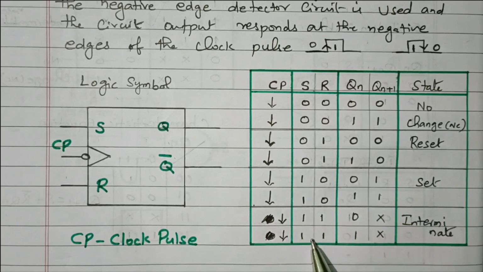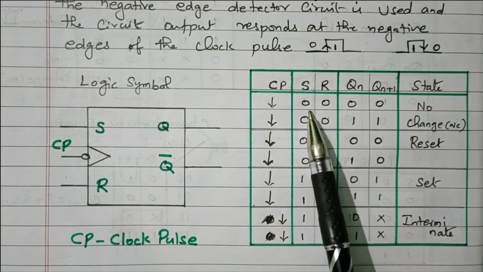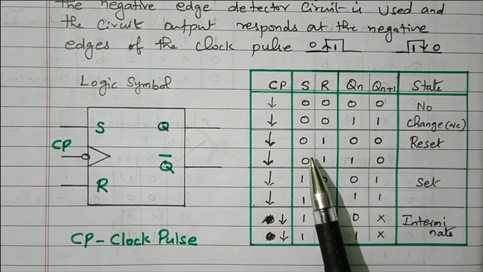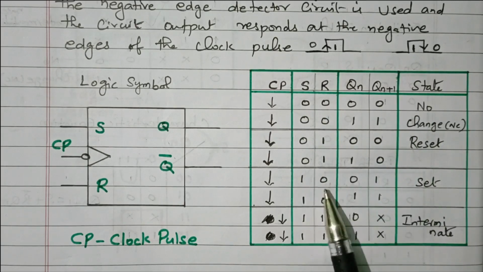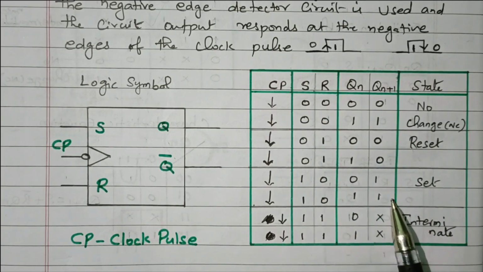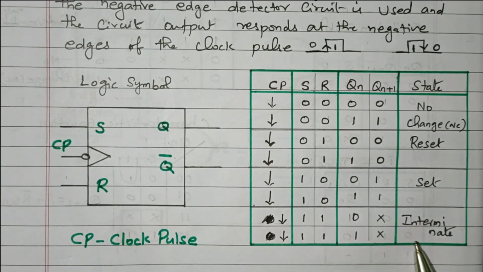1, 1: both are 1 means not defined. It is intermediate. This combination is not defined in the SR flip flop. That is available in the JK flip flop. The condition is fulfilled in the JK flip flop. So S and R both 0, 0, no change. 0, 1 means reset, the output is reset to 0. 1, 0 means set, the output is set to 1. 1, 1 is intermediate, not defined in this SR flip flop. That is defined in the JK flip flop.